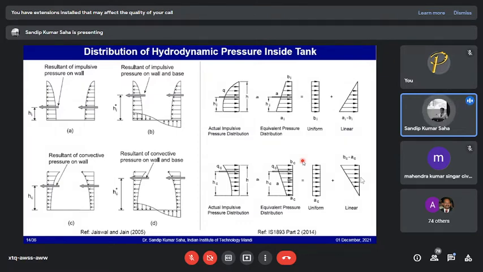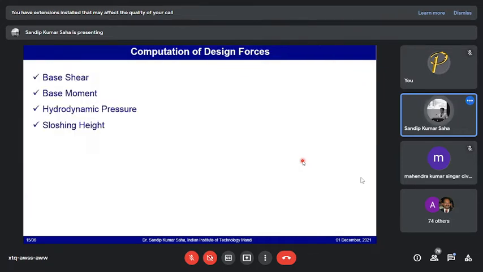Once you know the pressure, that will lead you to the design of the tank wall. If we talk about the design of liquid storage tanks, typically four parameters or design quantities are necessary. First, to ascertain the overall stability of the tank, the base shear and base moment need to be calculated. Our research here has also shown we can correlate this base shear and base moment with the tank wall failure as well.